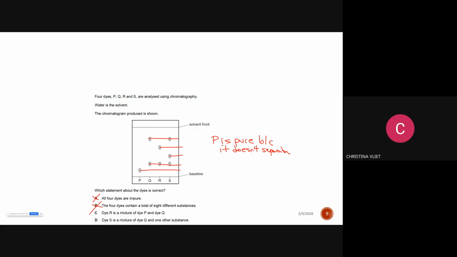Is dye R a mixture of P and Q? No, because P is here and R doesn't match that, right? So I guess it has to be dye S is a mixture of dye Q and something else. Is dye S, that's this one, a mixture of dye Q, which these 2 spots line up perfectly, right? And something else that's not there. Yep, so the answer here is B. That's the way to properly analyze it.